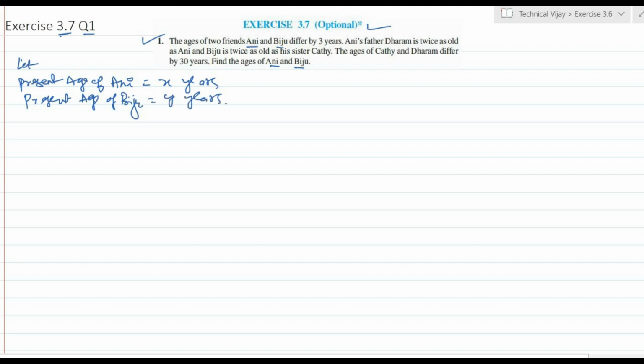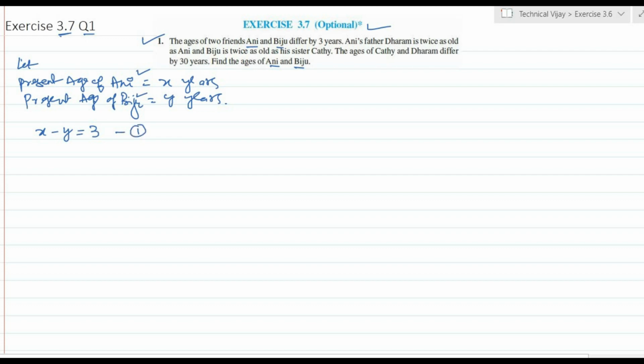So now we will come to the problem again. The ages of two friends Ani and Biju differ by 3 years. Means Ani's age and Biju's age differ by 3 years. That is x minus y is equal to 3. Of course, we can write y minus x equal to 3 also, because he has given only differ by 3 years. But we will consider this one. After that we will verify.